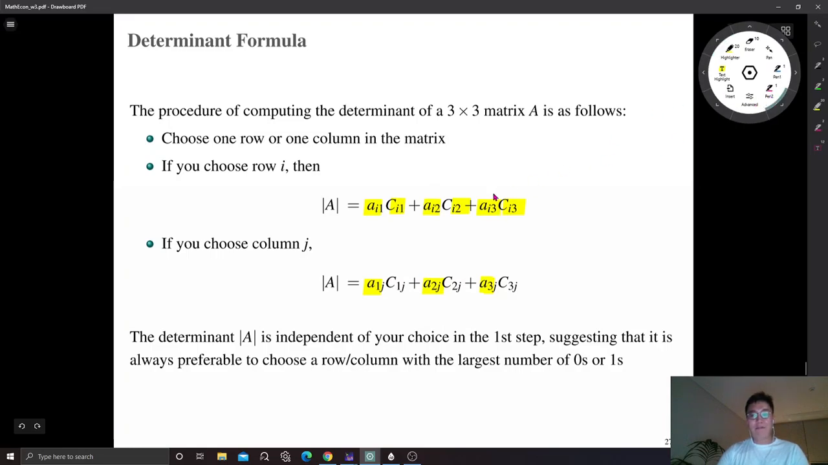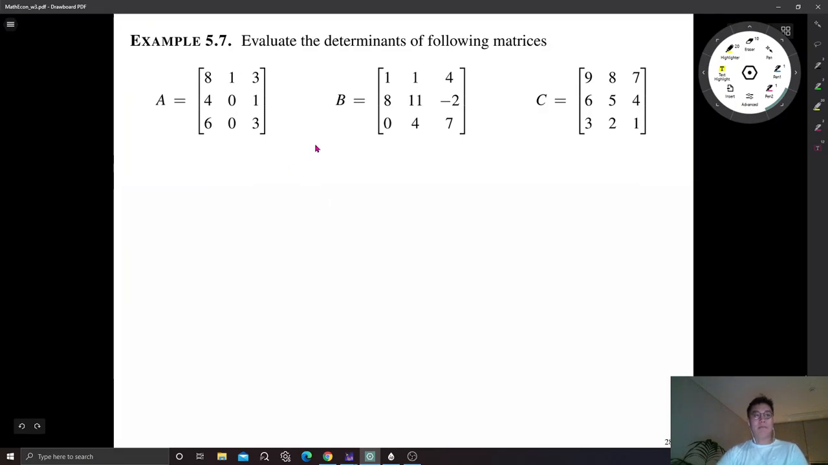So if we have two zeros in the ith row, then these two terms are zeros. Then it remains to only compute one cofactor for the determinant of the matrix. So that greatly simplifies the computational work. Okay, let me show you one example here.